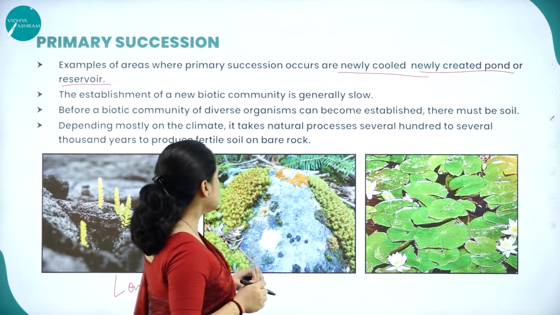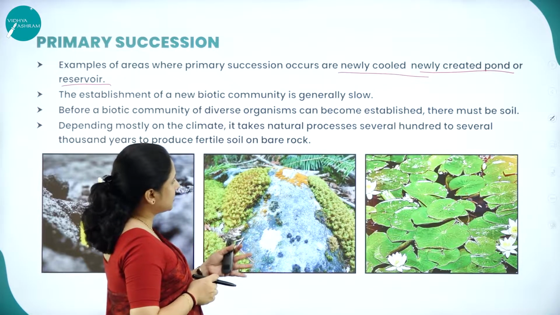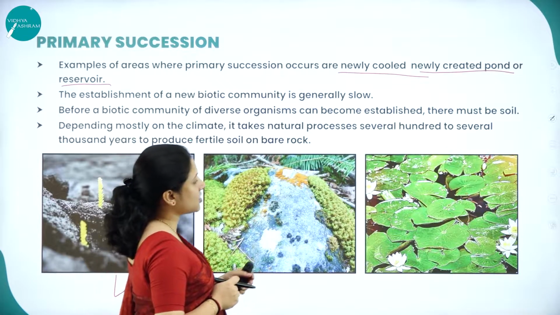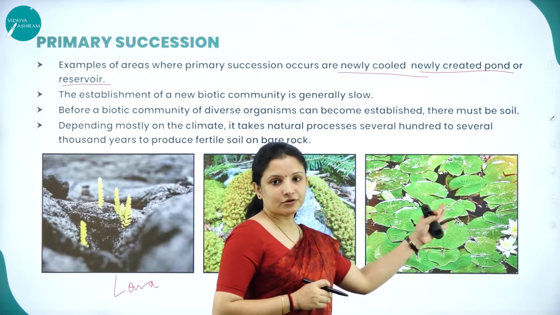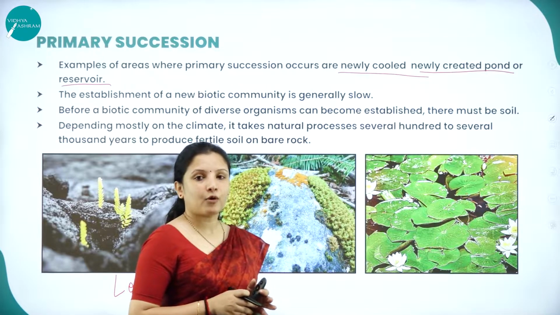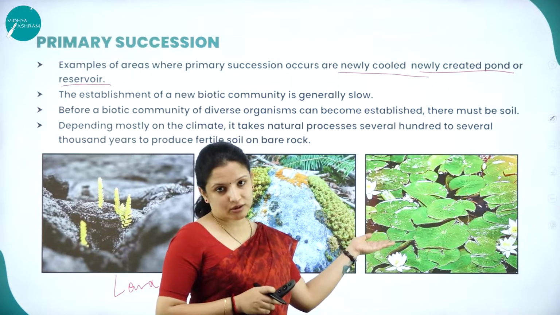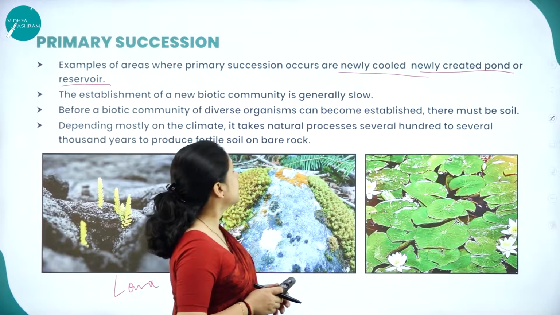Then, if you can see here, on a barren rock there is also primary succession, and in a pond also there is primary succession. The pond, which was completely empty, got occupied by the lotus plant. So that is primary succession.